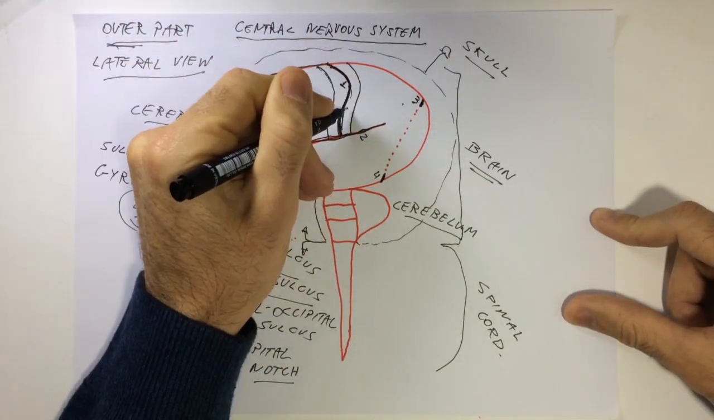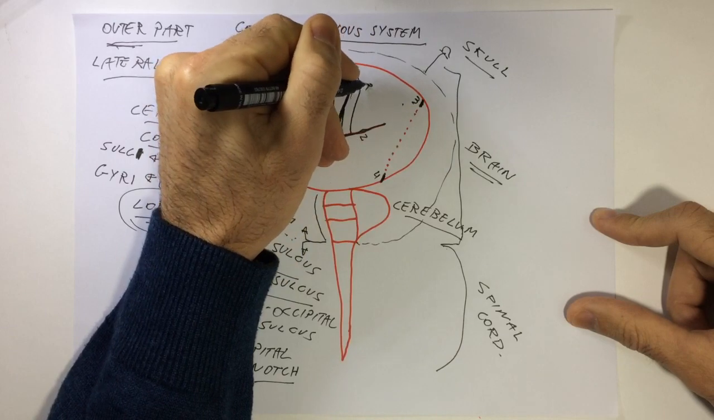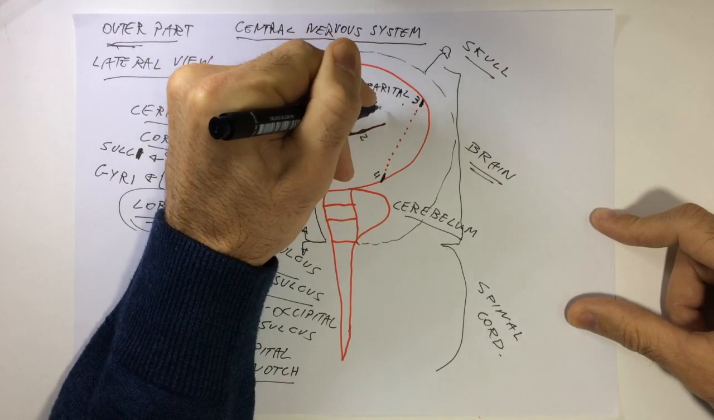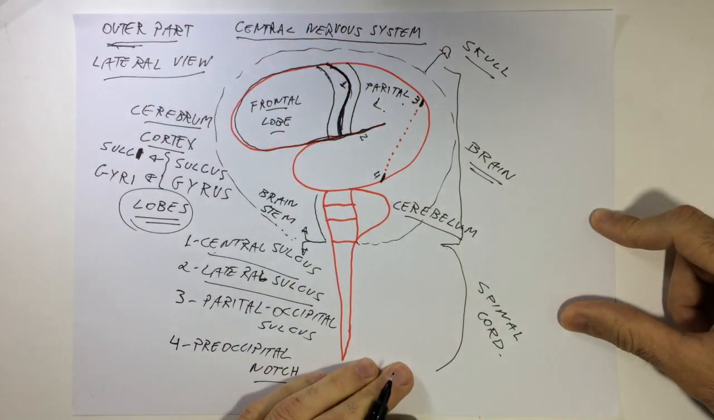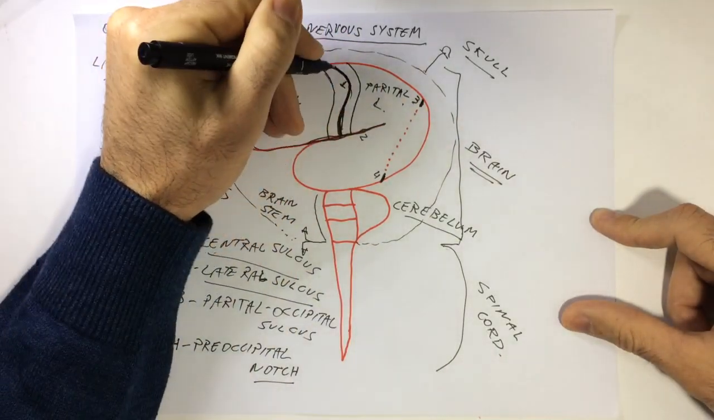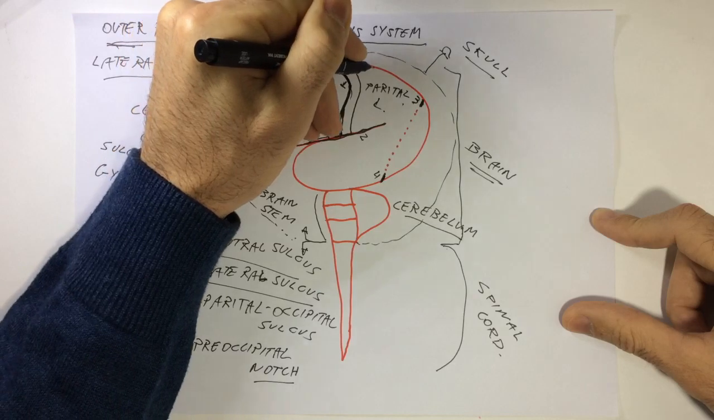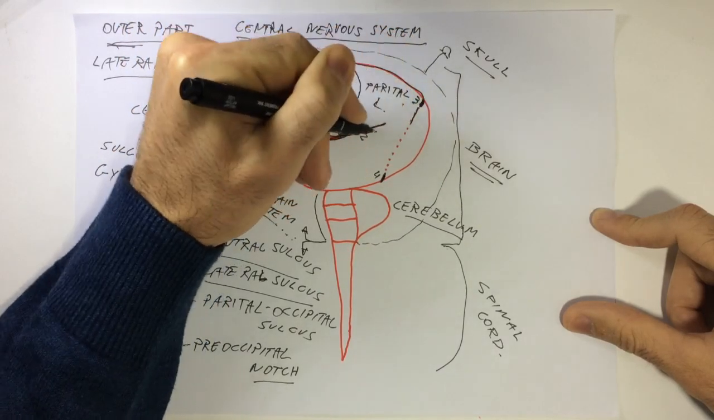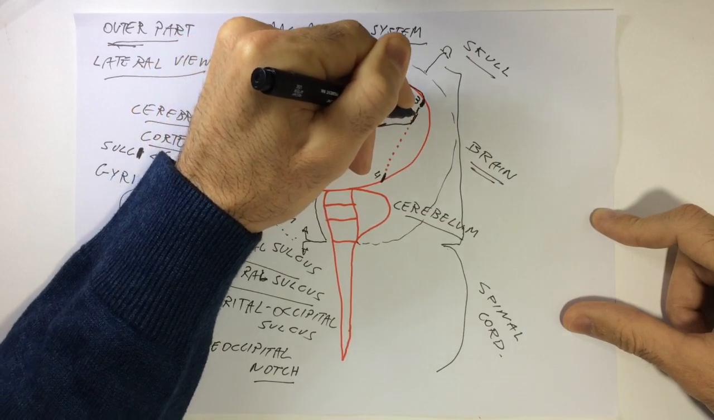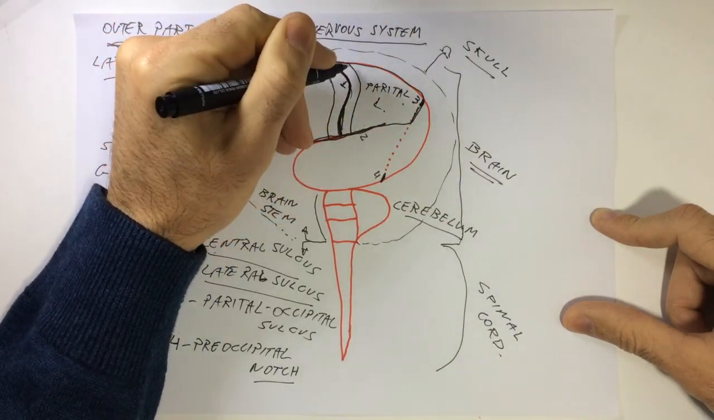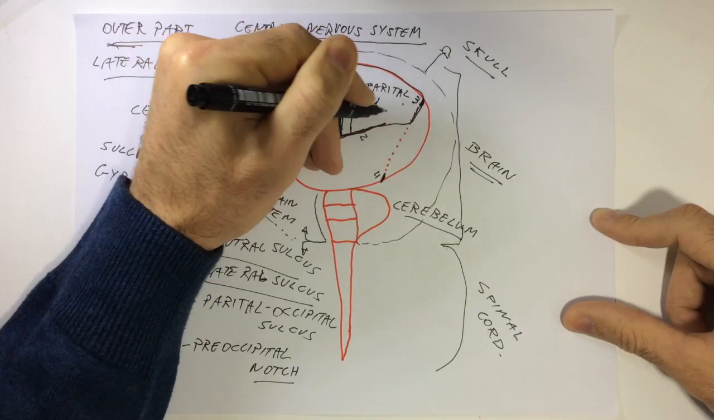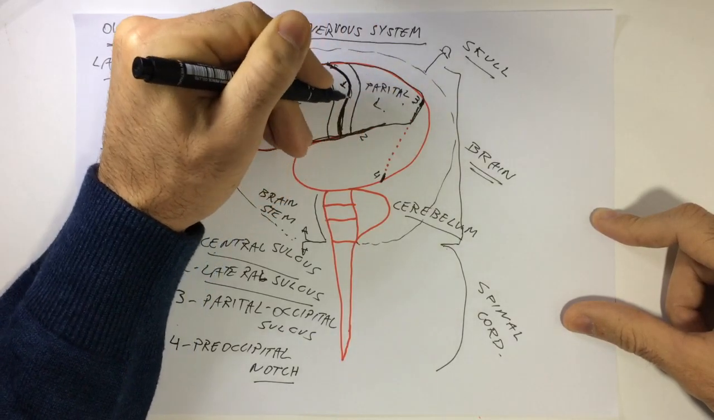In the back of the central sulcus we have the parietal lobe. So the parietal lobe is this structure here, until here. So this sulcus here is a sulcus that is inside the parietal lobe. It's part of the parietal lobe.